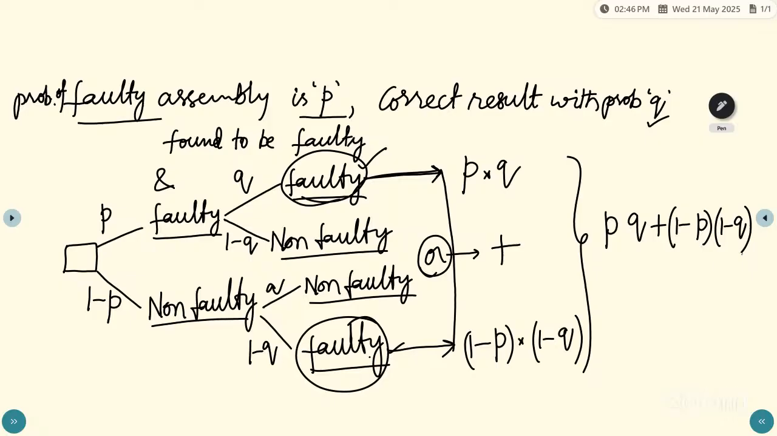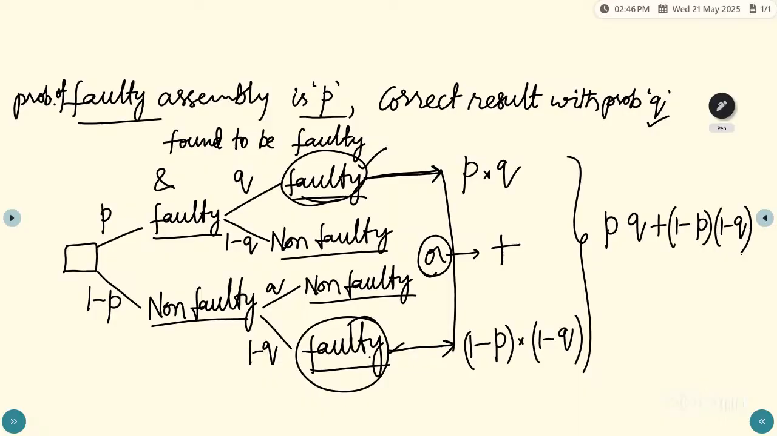You have assembled some computers. P is the probability of faulty. Tested with Q probability, you are getting the correct result. Whenever you are having correct, you have to verify incorrect. Whenever you are having faulty assembly, you need to write non-faulty also. It should be mentioned in the problem. You verify and you need to write the answer.